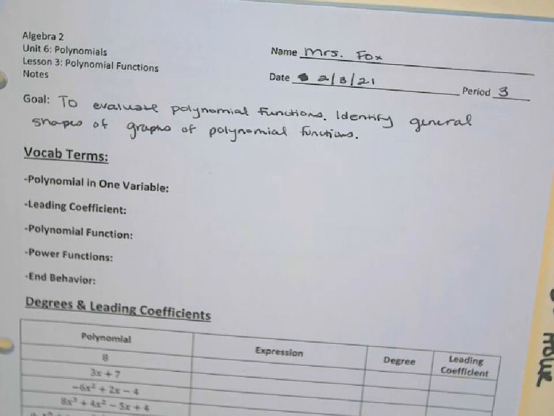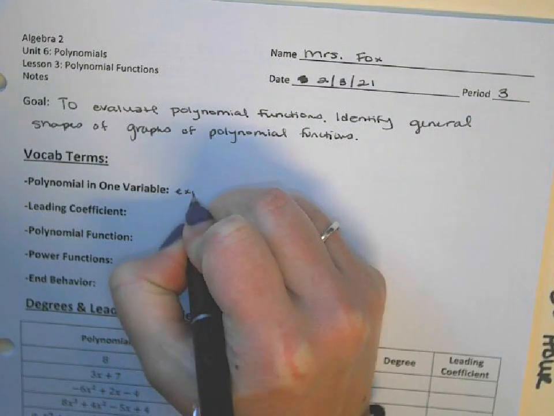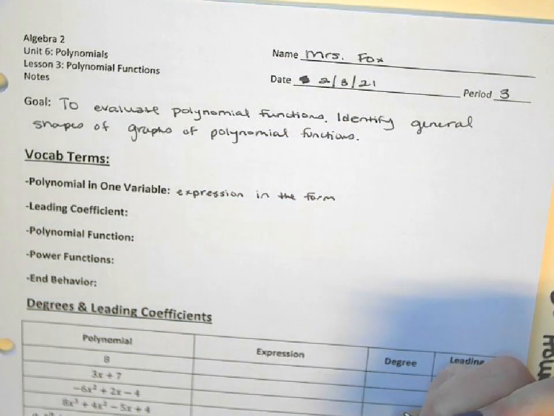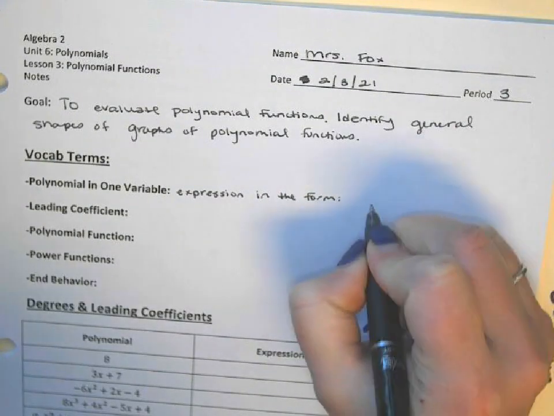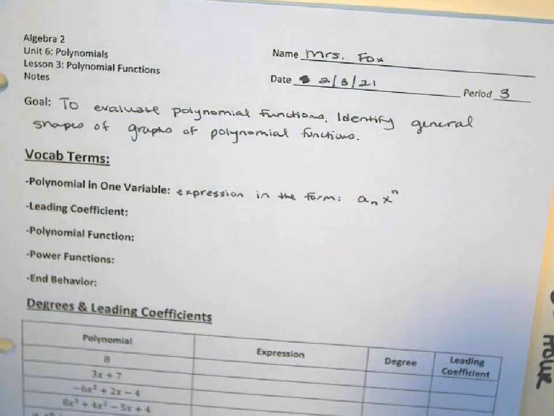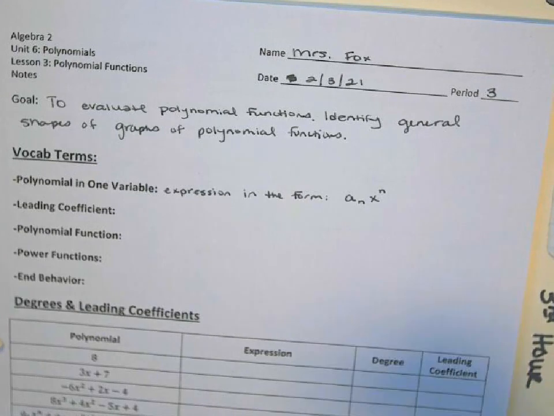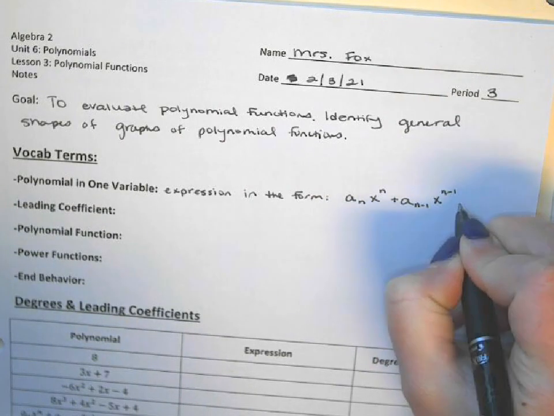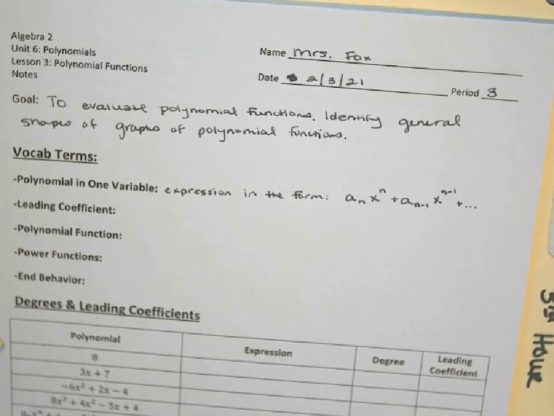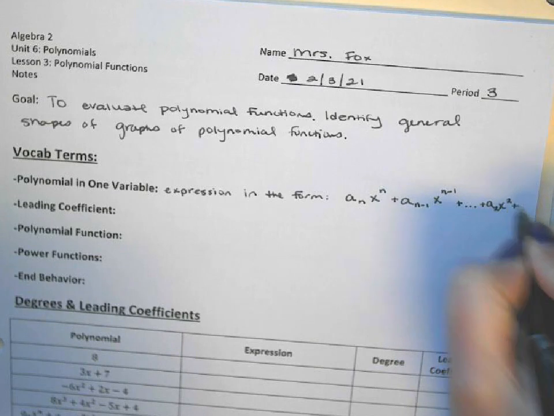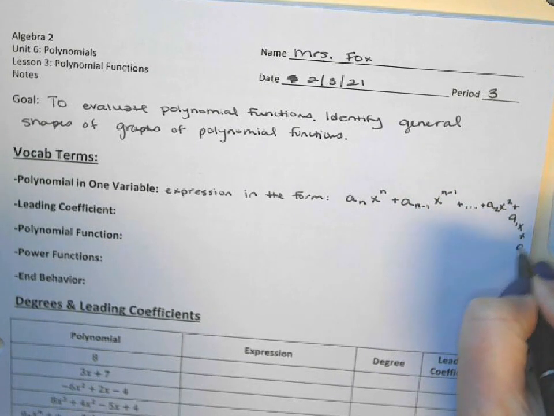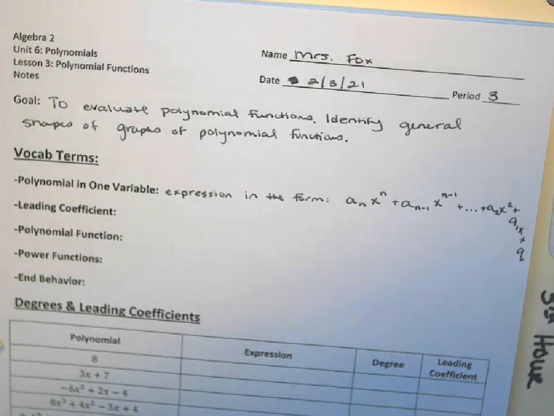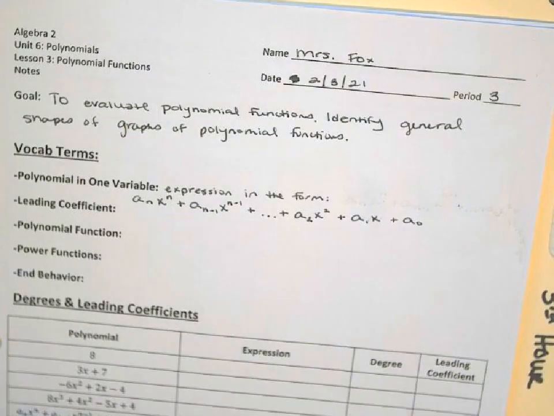A polynomial in one variable is an expression in the form, and this is going to look really confusing, so bear with me. It's a sub n x to the power of n, plus a sub n minus 1 times x to the power of n minus 1, plus dot, dot, dot, all the way to a2x squared plus a1x plus a sub 0. I probably should have written that underneath. Let me make that look a little better. That looks much nicer.